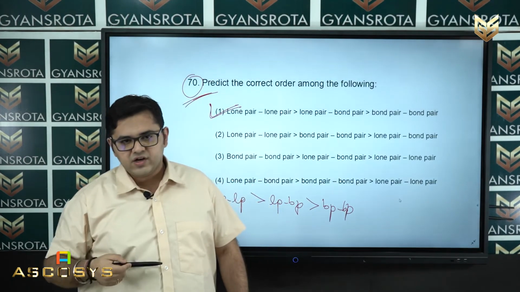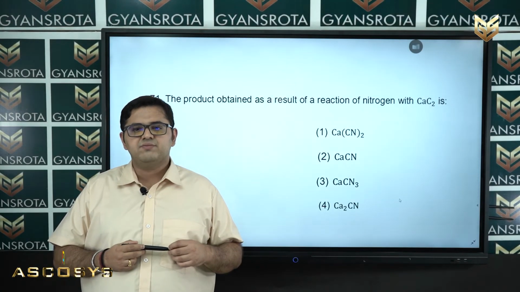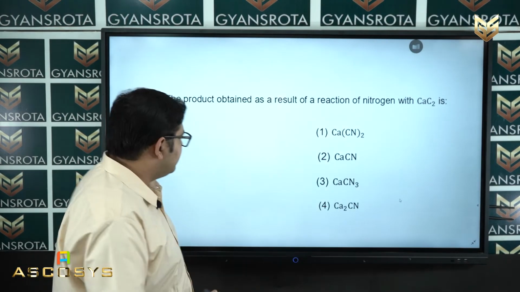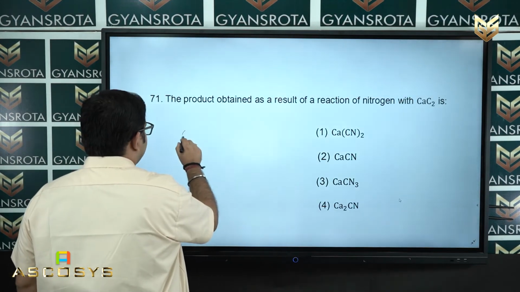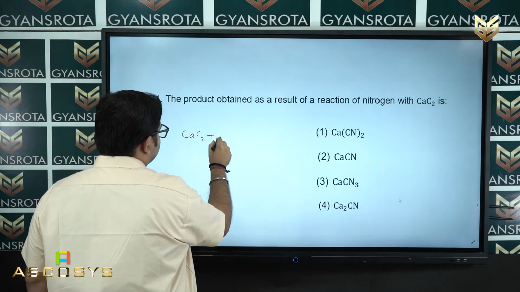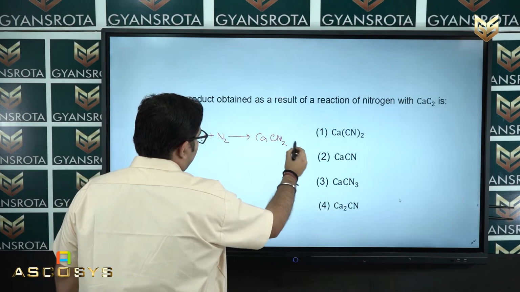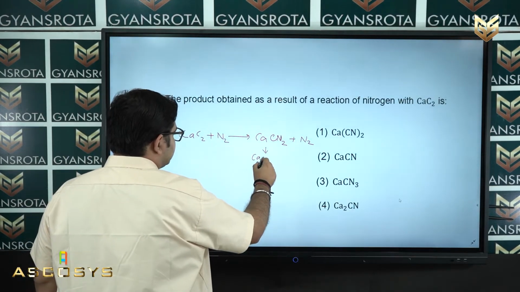So, now we are moving to another question, this is question number 71. The product obtained as a result of reaction of nitrogen with calcium carbide is. This question comes from the S block element chapter of your class 11 NCERT. So, now move on to the solution part. They said that calcium carbide when reacted with nitrogen gives calcium cyanamide and carbon. Okay. So, this is nothing but calcium cyanamide.